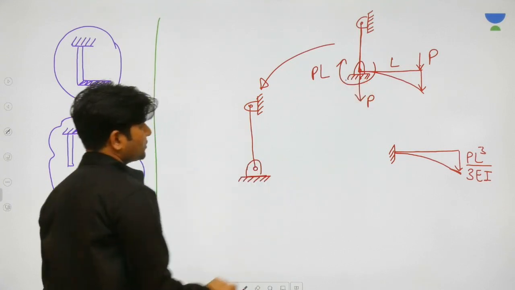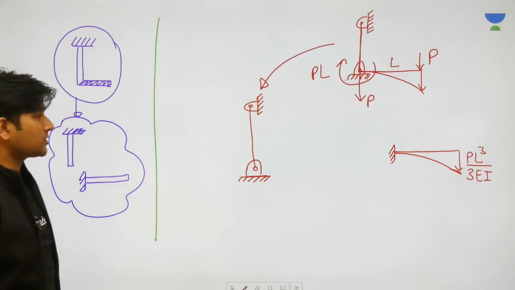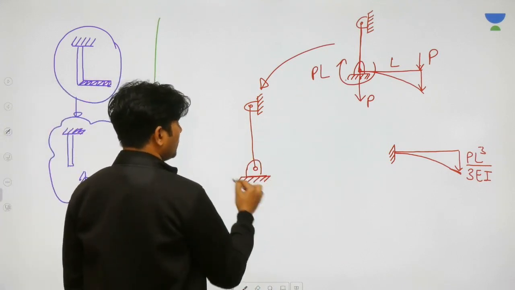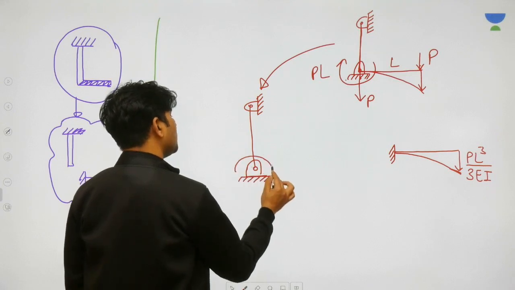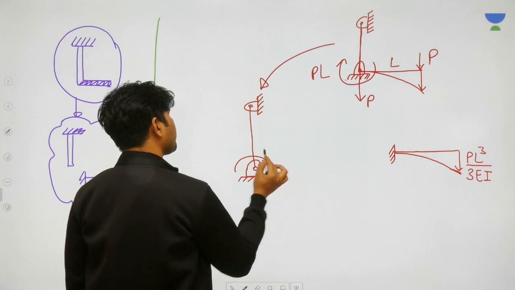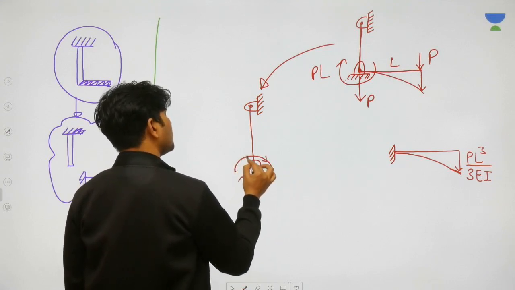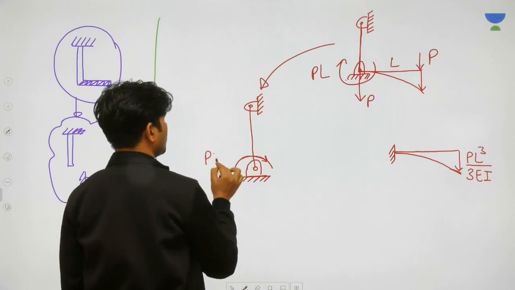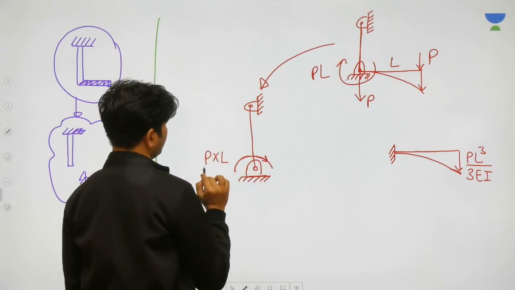P is anyway an axial load, and that will not be responsible for any lateral deflection. P into L is a couple acting here in clockwise sense. Please be very attentive, okay?